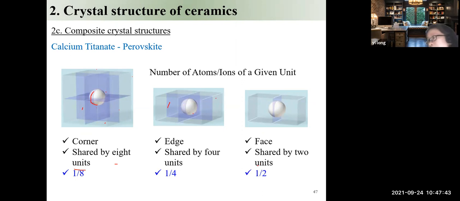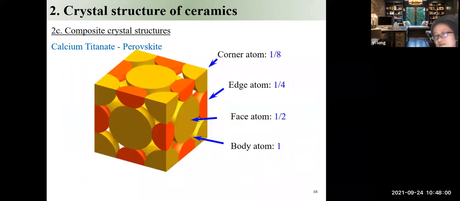So why is this important? Because we need it to calculate how many atoms are inside 1 unit. Every time we calculate anything, we always use 1 unit, to avoid any confusion. So in 1 unit, how many atoms? For example, in this case, calcium titanate, this one is perovskite, right? We said before, what are the atoms here?